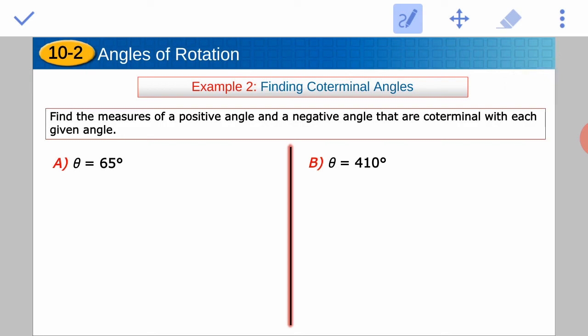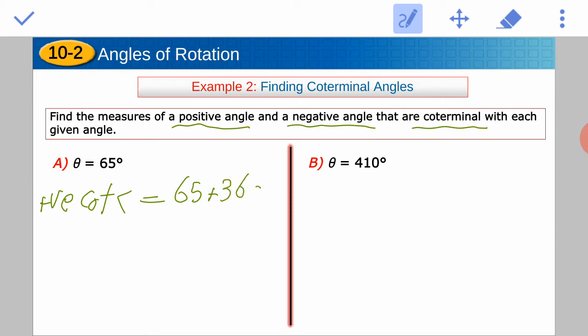Example 2. Find the measures of a positive angle and a negative angle that are coterminal with 65. Guys, to get a positive coterminal angle with 65, simply you add any number of complete rounds to 65. I'm going to add only one round. 65 plus 360 simplifies to 425. 0 plus 5 is 5, 6 plus 6 is 12, 2 and carry 1 over, so it's correct, guys. So 425 is a positive coterminal angle with 65.